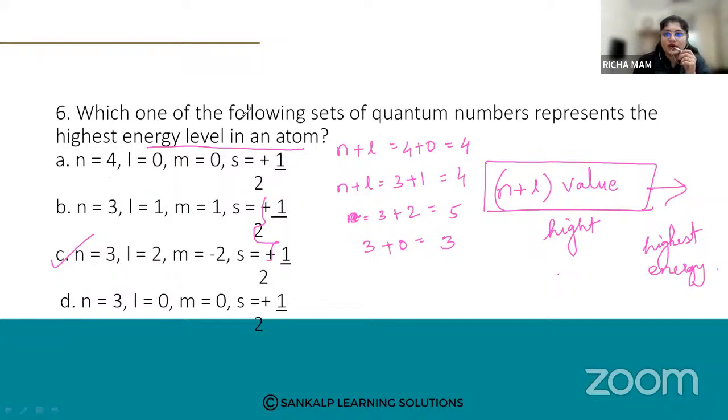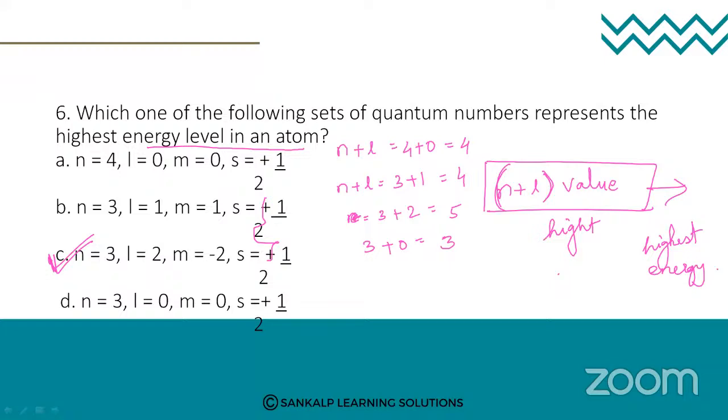So how are you going to find out the highest level? You have to take n plus L, that is, add the principal and azimuthal quantum numbers. Whichever value is highest, that is the highest energy level. So option number C is the answer. Fine. Let us go for the next question.